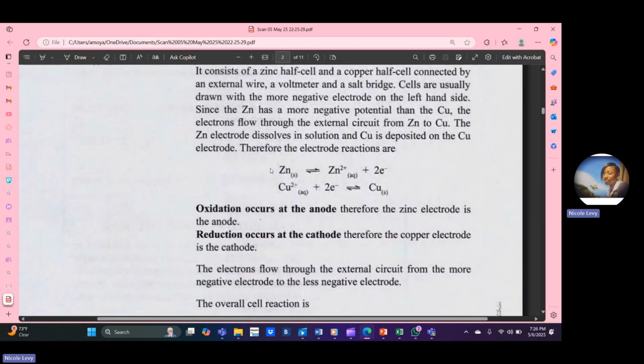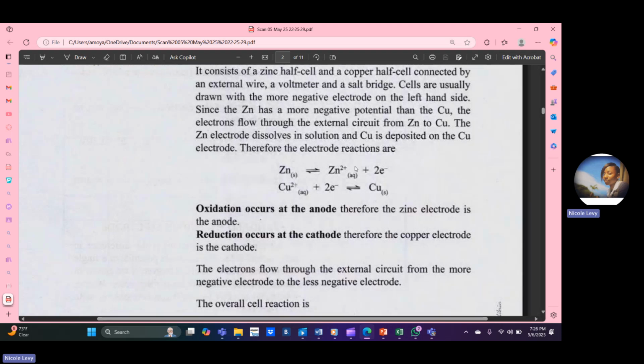So here we have those reactions to show us what is happening at the electrodes. And please note that this is the electrode reactions. It's not the equation for equilibrium. That is why the electrons are on the left side, because this is just the general reaction of what is taking place at the electrodes.